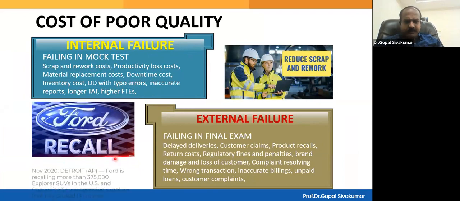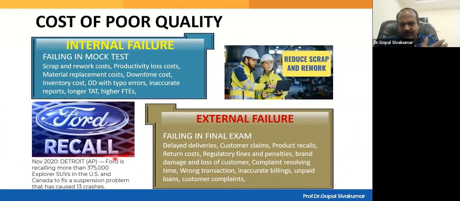Suppose people from outside are talking about it. For example, in the year 2020, Ford recalled 375,000 Explorer SUVs in the US and Canada market. Because there is a suspension problem, they have to replace the suspension system. So that has come in the newspaper, and then everybody is aware of it. That means that's an external failure. Of course, a lot of money is involved and everything the company has to bear. So all these things are highlighted here. The product is not reaching the customer's place on time. There is a delay in the delivery.